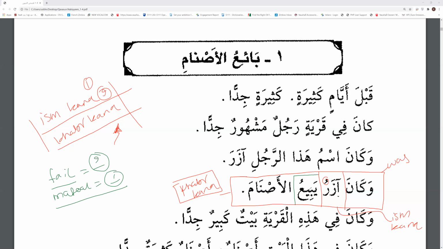Now we've got yabi'u, this is a fi'l. We're looking for a fa'il, but we can't seem to find a fa'il because after this fi'l there is nothing with a dhamma. It's only a fatha. So when you can't see a fa'il, you have to assume that it's hidden. Where is it? It's hidden inside. The pronoun. You did pronouns, maybe last week as well. So with yabi'u, it has a pronoun inside, huwa.